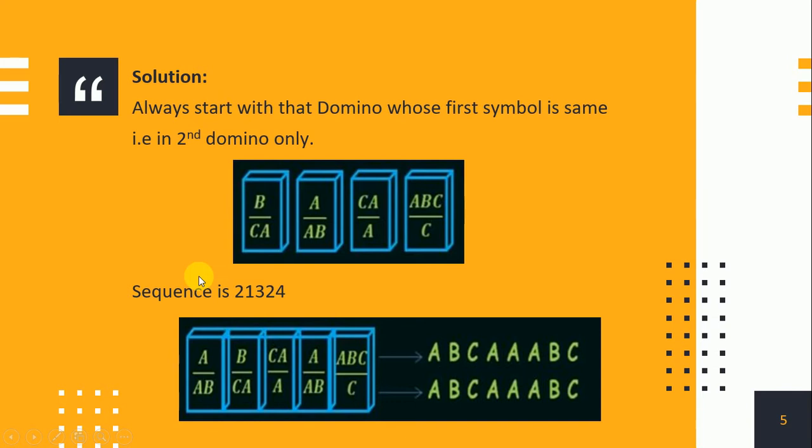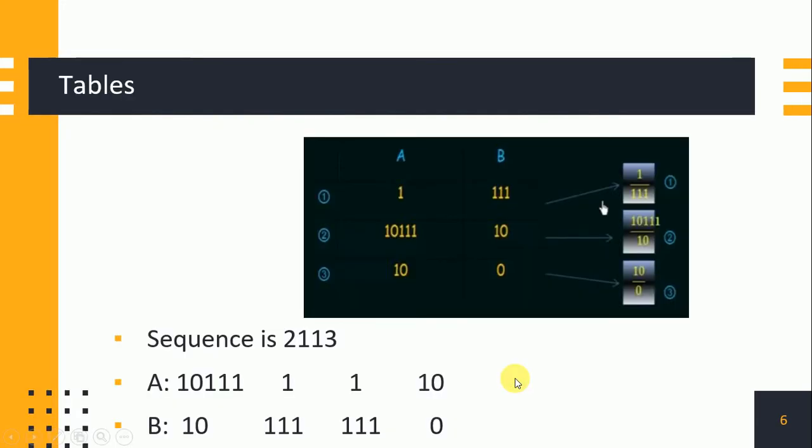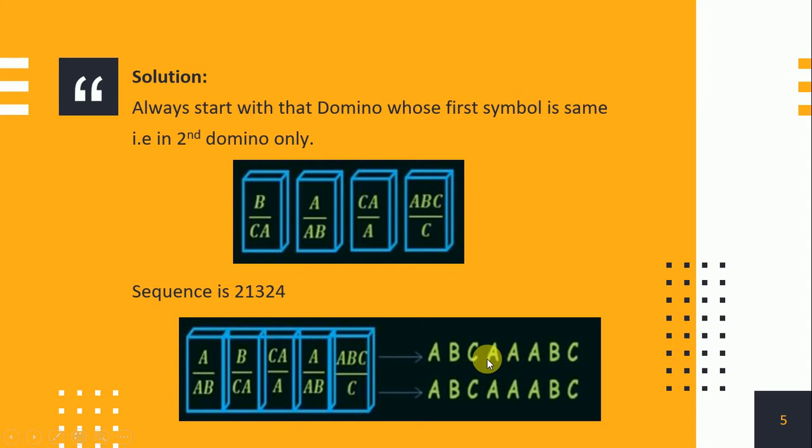So the sequence is 2, 1, 3, 2, 4. This is the solution for this domino. With the usage of these dominoes, you will get the same sequence of strings in the numerator and in the denominator. So the string is ABC, triple ABC in the numerator and ABC, triple ABC in the denominator. So this is our solution.